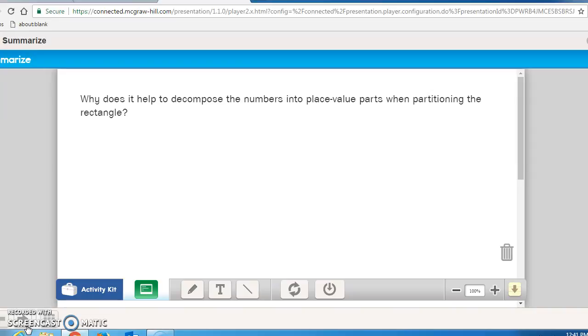Why do you think it helps you to decompose the numbers into place value parts when partitioning the rectangle? It's kind of a practical way to break apart your numbers, and it helps you to not have so much in your head at one time. So the equations inside the rectangles help you to understand where the numbers come from. That's why. It just helps to clarify it more for you.